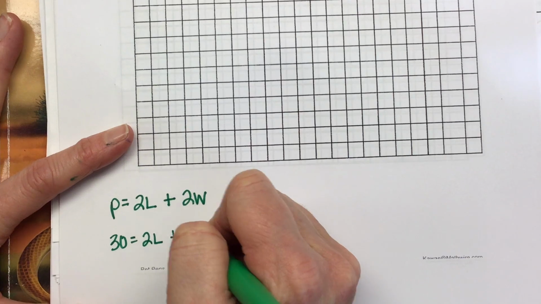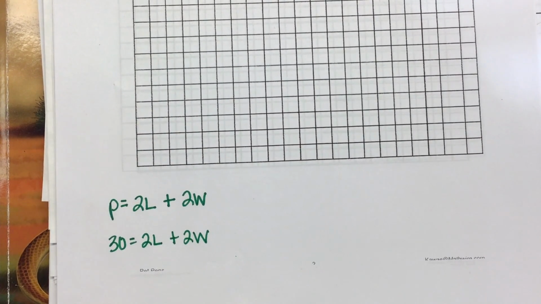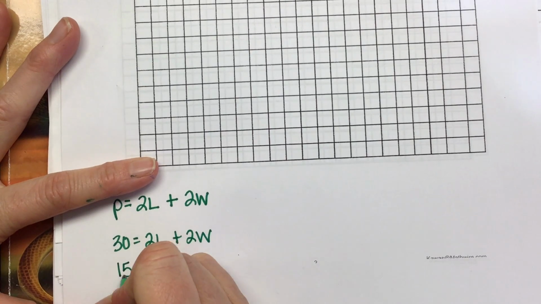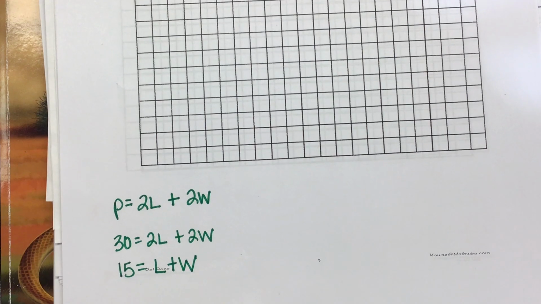What have we been doing first when we've been finding missing sides? When we know the perimeter, what do we do first? Like split the shape? Divide it in half. We divide that 30 by 2. Okay, so what is half of 30? 15. So our length plus our width have to add up to 15.